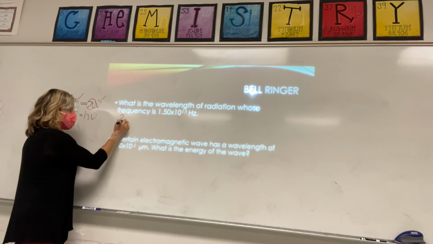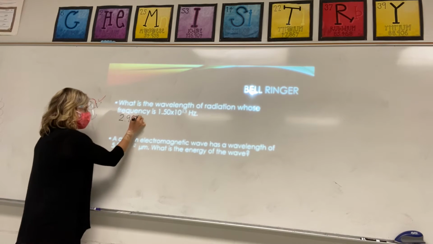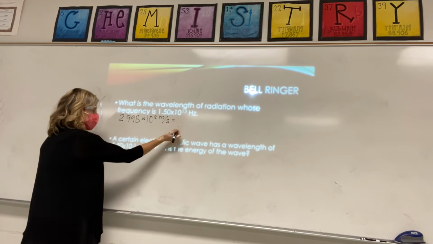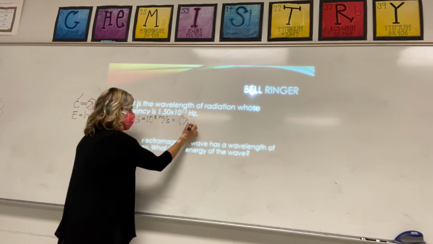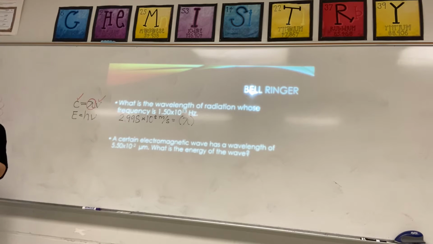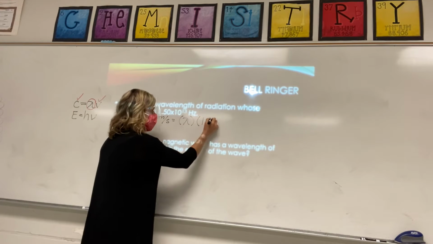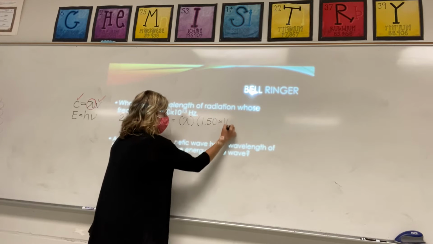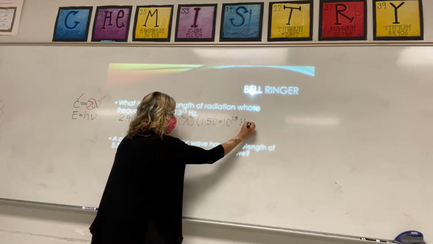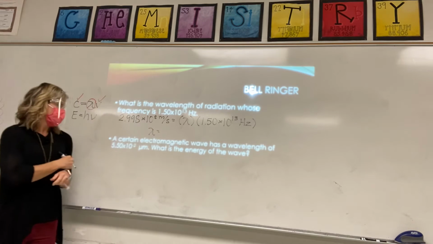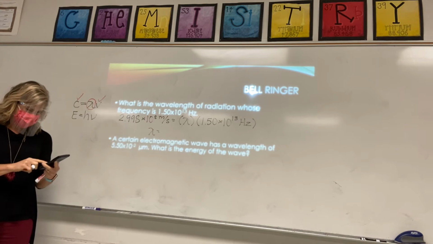We know c is 2.998 times 10 to the 8th meters per second. We do not know wavelength, that's what we're solving for. Can we plug that frequency right there directly into the problem? Yes, it's in hertz. Those are the units we need for frequency, so we can plug it in. Okay, how are we going to solve for wavelength now? Divide, very good.